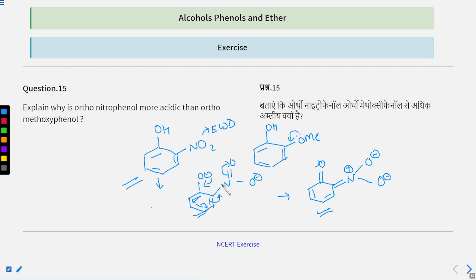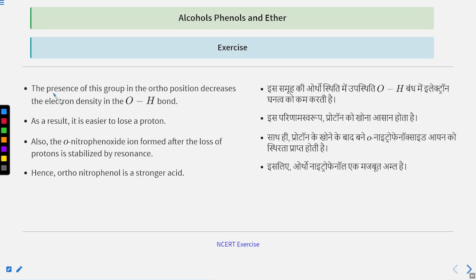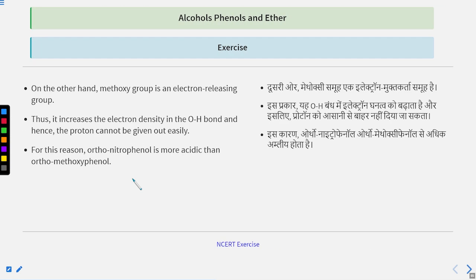Now let us look at the solution. See, the nitro group is an electron withdrawing group. The presence of this group in the ortho position decreases the electron density in the OH bond. As a result, it is easier to lose a proton. Also, the orthonitrophenoxide ion formed after the loss of proton is stabilized by resonance, as I have shown. Hence, orthonitrophenol is a stronger acid. On the other hand, the methoxy group is an electron releasing group. Thus, it increases the electron density in the OH bond, and hence the proton cannot be given out easily.